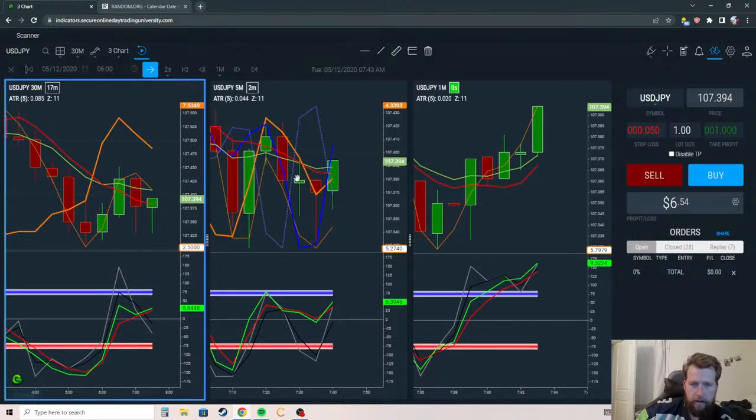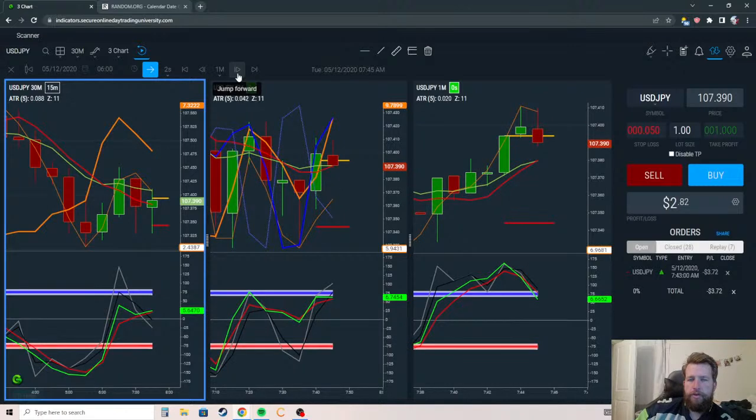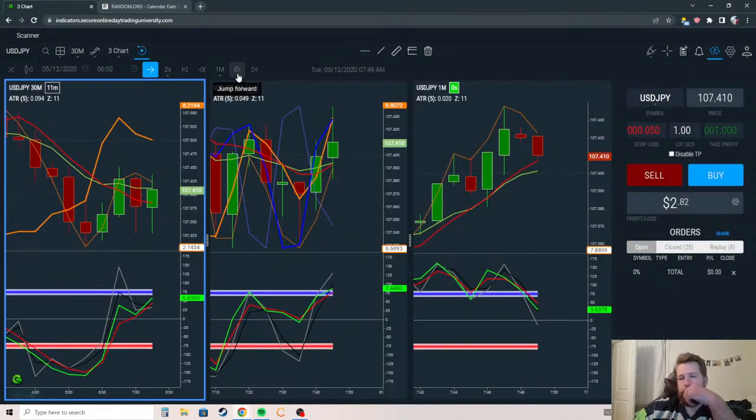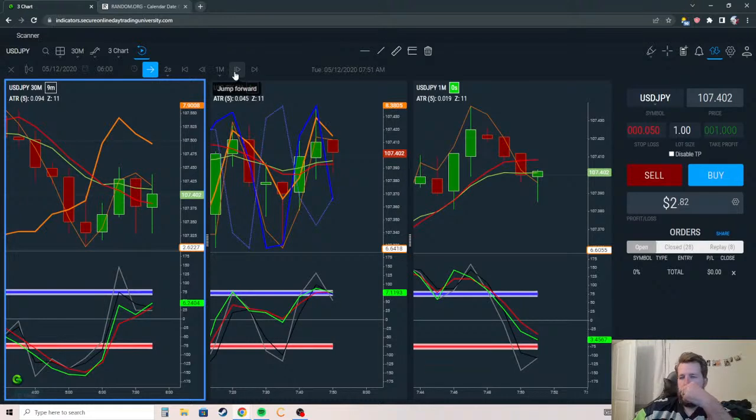Same here. Let's go ahead and see what happens. Nope, I close this right now. Of course. This is just too choppy. I would really love to see something here. Give me a nice bullish signal.